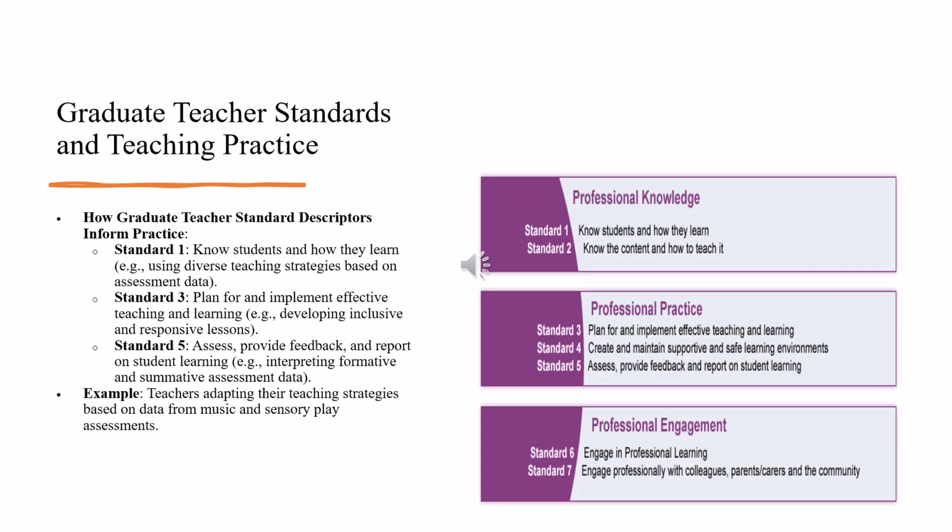Slide 6, Graduate Teacher Standards. Assessment also connects directly with the Graduate Teacher Standards, particularly Standard 1, Know Students and How They Learn. Assessment helps us differentiate and personalize instruction. Standard 3, Plan and implement effective teaching. Assessment data ensures lessons are responsive and inclusive. Standard 5, Assess, provide feedback, and report on learning. This includes both formative and summative feedback. For example, a teacher might adjust a music lesson after noticing through formative assessment that children engage better with group instruments than solo play.